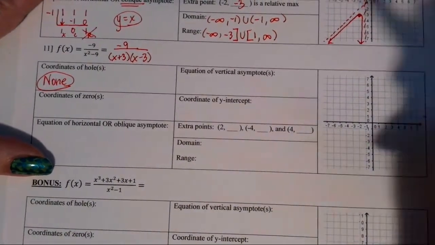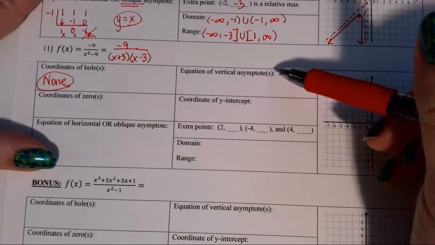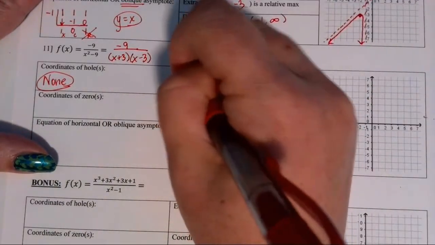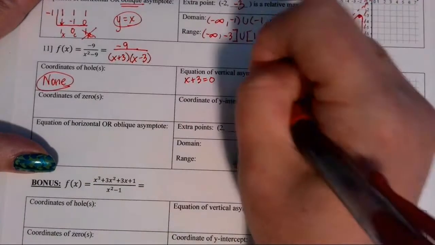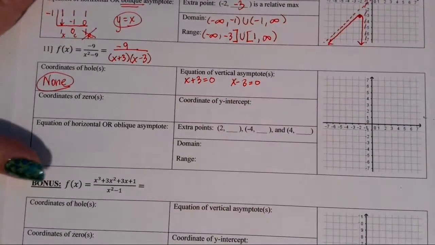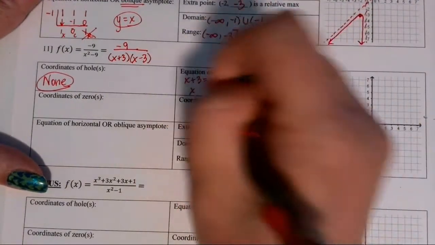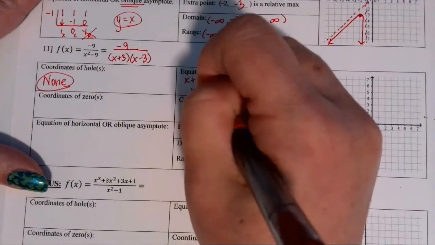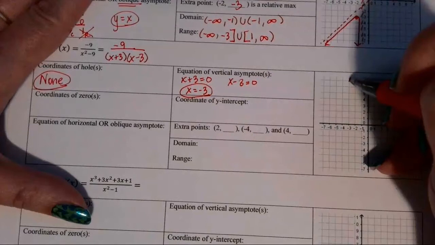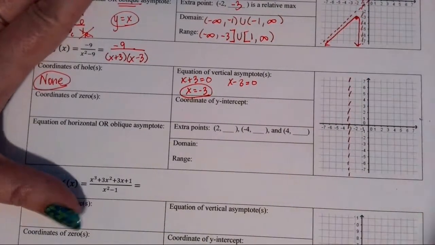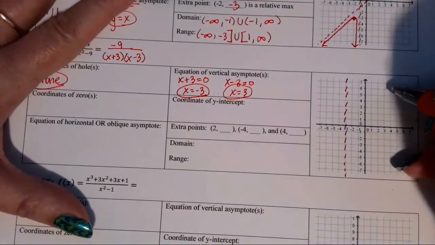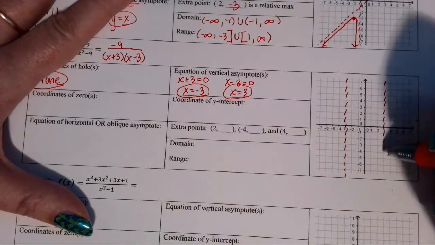Okay, to find the equation of a vertical asymptote, we set each factor of the denominator equal to 0. So x plus 3 equals 0 and x minus 3 equals 0. Subtracting 3 from both sides, x equals -3 is going to be a vertical asymptote that we can sketch on the graph. And then if I add 3 to both sides, x equals +3 is also a vertical asymptote on the graph.